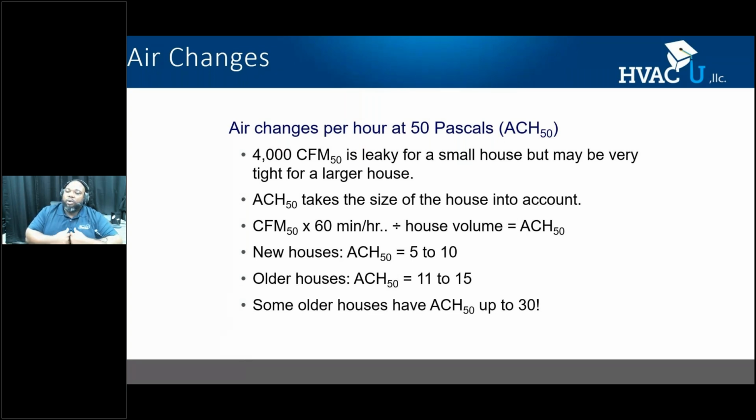When we deal with an older house, I'll say maybe 30 years and older, we typically see 11 to 15 air changes per hour. So relatively leaky, a lot of air that has to be conditioned and dealt with, bigger equipment because we have more BTUs. Some houses are up to 30 air changes per hour.